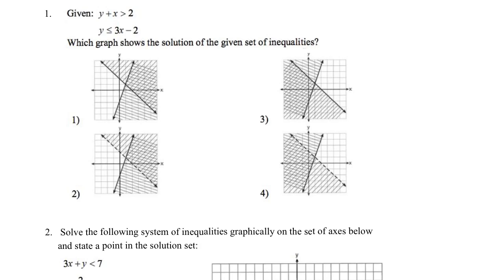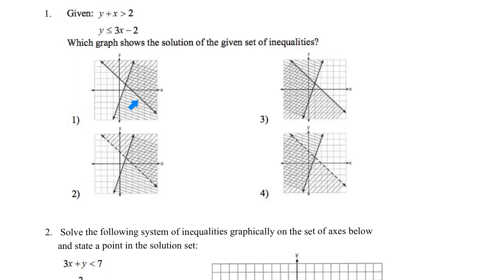So the first question is asking us, given this system of inequalities, which graph shows the solution set to the graph? So again, what I want you to notice is that all of these have the same lines. Now, some of them are dashed and some of them are solid, and the shadings are different.